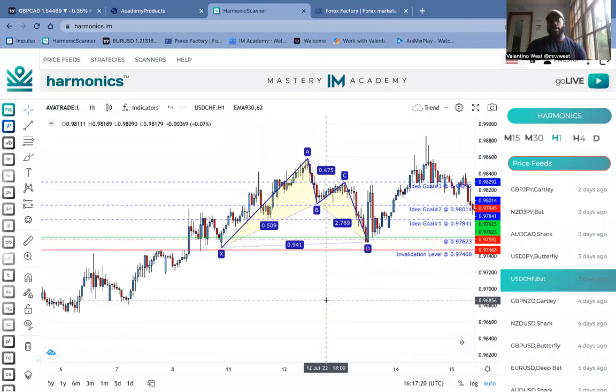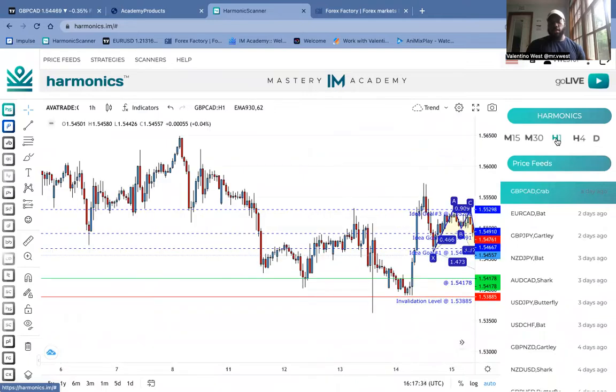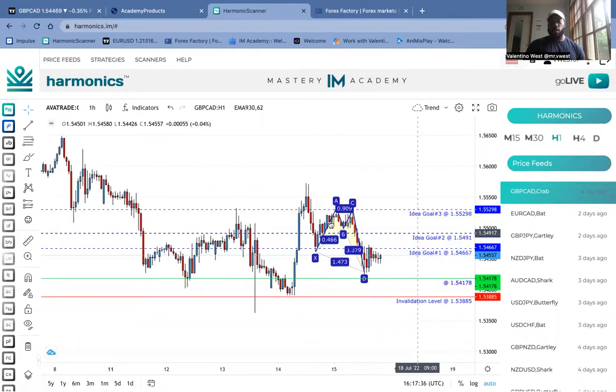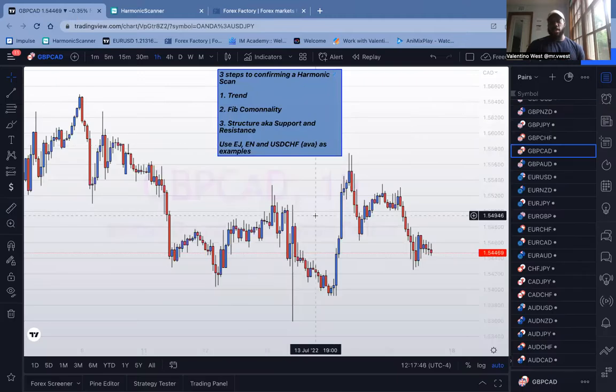And then what we are doing to confirm if we should get in the scans that it's giving us, which are going to appear on this side here, because we don't get in every scan, but we're only going to take scans that are on the H1, meaning the hour time frame, the ones that appear here. And we're not going to take every scan that comes out. We have literally a set of rules to determine if we should actually get into the scan.